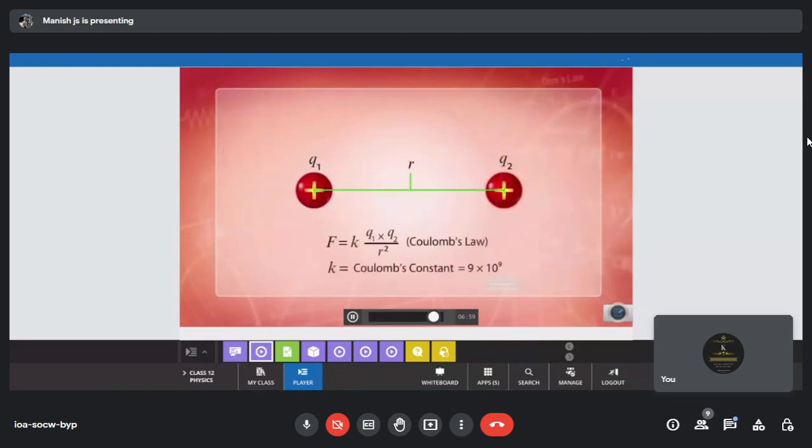In the SI system, the value of K in vacuum is 9 into 10 to the power of 9. Later it was found that the value of K is equal to 1 by 4 pi epsilon 0, where epsilon 0 is the permittivity of free space. So, in vacuum, the expression for Coulomb's law is 1 by 4 pi epsilon 0 into Q1 Q2 by R square. For 2 unit charges at unit distance in vacuum, the Coulomb's force between the charges is 9 into 10 to the power of 9 Newton.